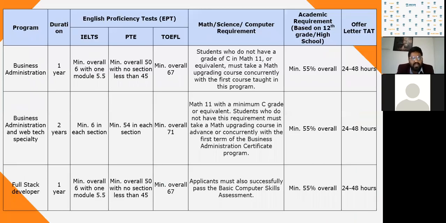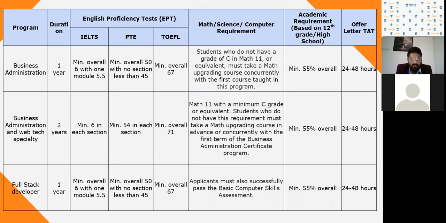Now, talking about the admission requirements, which are quite flexible, we accept all English proficiency tests, which are IELTS, PTE, and TOEFL. For the IELTS, we accept a minimum overall 6 with no module below 5.5. With PTE, we take a minimum overall 50 with no section less than 45, and with TOEFL, we take a minimum overall 67, which is quite good considering the students whose first language is not English, they can easily achieve these scores and get admission over here.